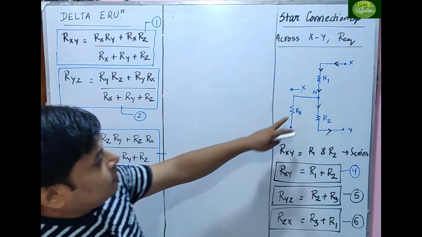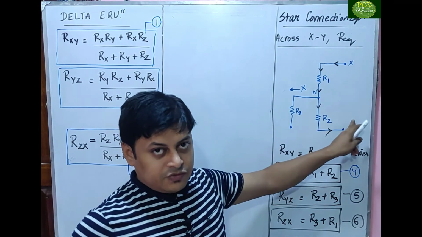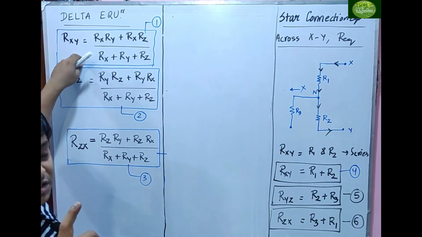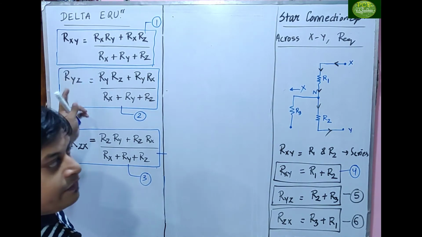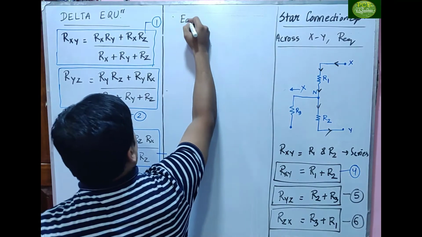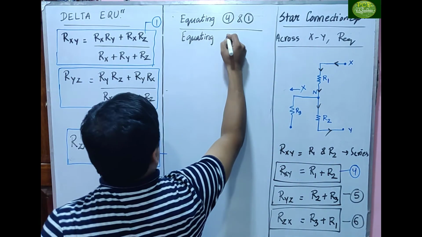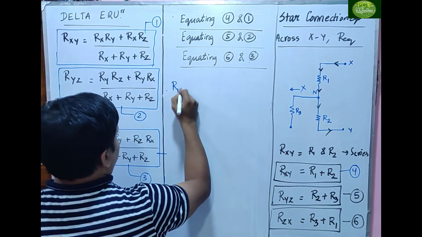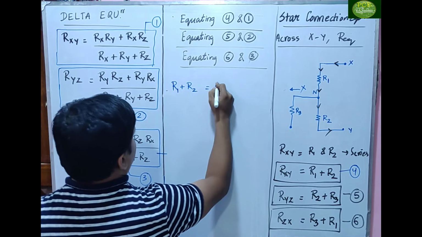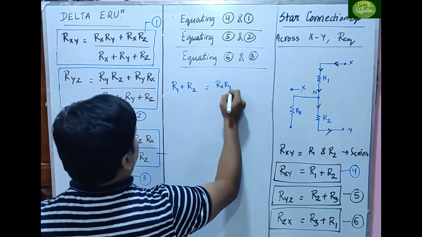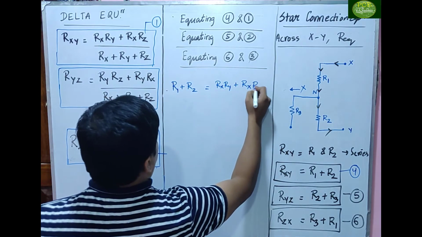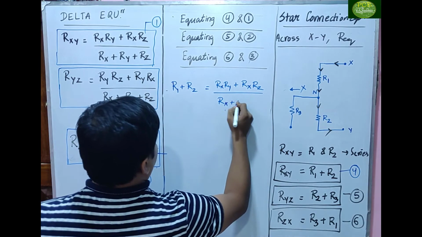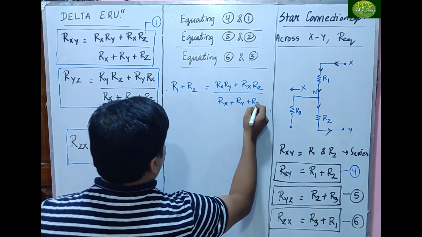Now see here, this is also R equivalent across XY. This is also equivalent across the XY. Across two terminals, the R equivalent will be same. Fine. So we will equate now. Equating. The first equation what we will be getting, that one is R1 plus R2 is equal to Rx Ry plus Rx Rz divided by Rx plus Ry plus Rz.